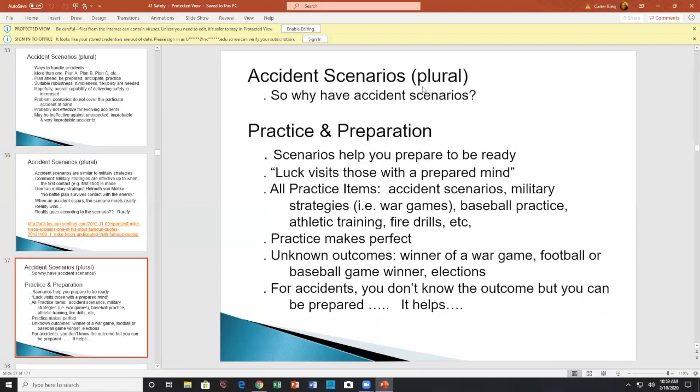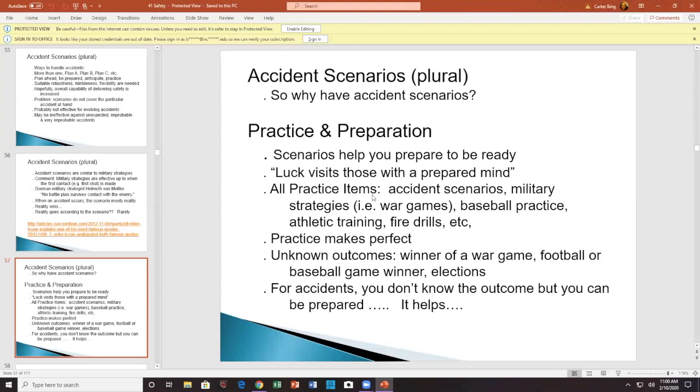So why have accident scenarios? Well, accident scenarios help you prepare to be ready. Luck visits those with a prepared mind. That's a quote from Einstein. I'm sure it was said before Einstein, but anyway.